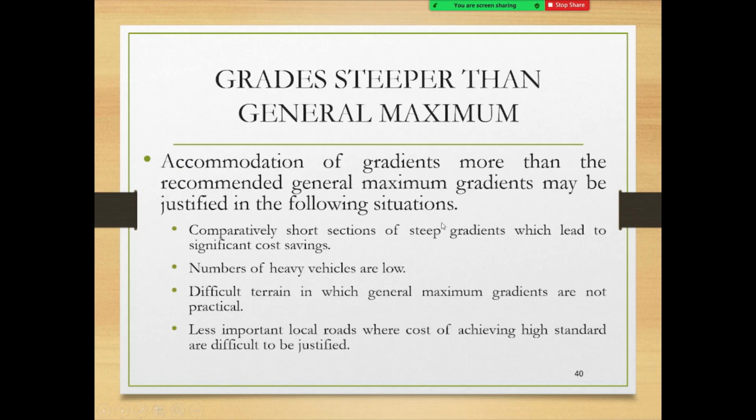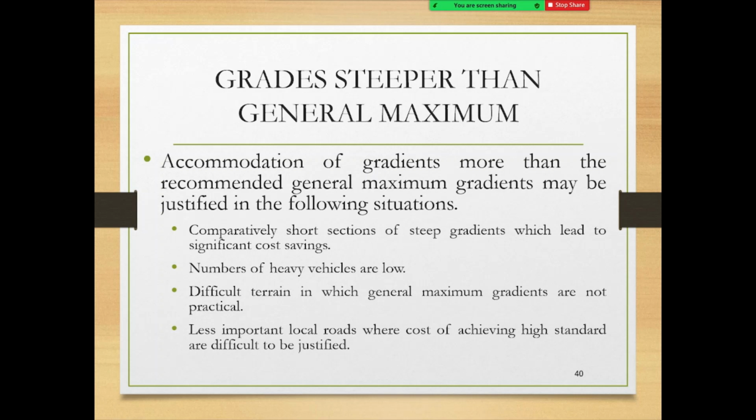Then sometimes we have to go for grades steeper than the general maximum. Now, if it is flat terrain, we go only up to say 4% or something. Sometimes, usually in mountainous terrain, we say 8%, but in the Bandarawela area, sometimes we have 12% gradients also, because we can't help. These roads are not very important roads, so if you go for the proper design standards, that will be highly costly. Cost is number one in any engineering project.